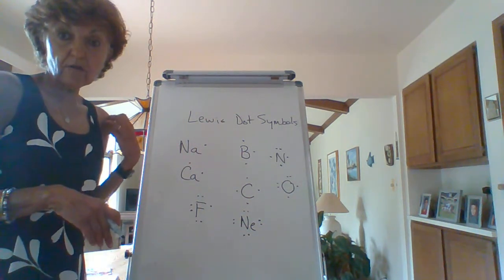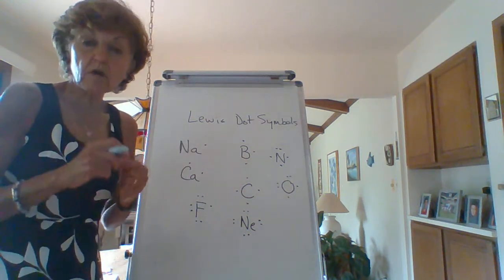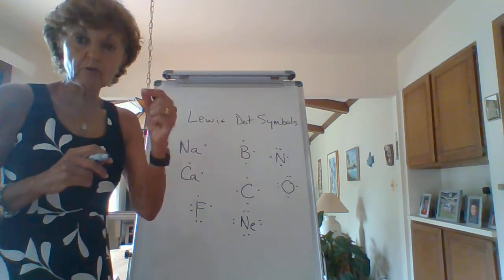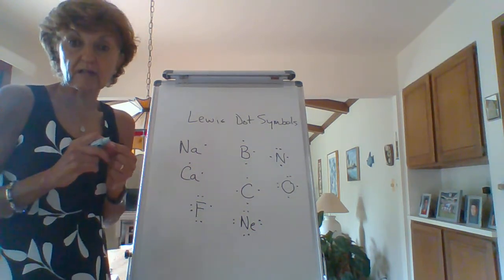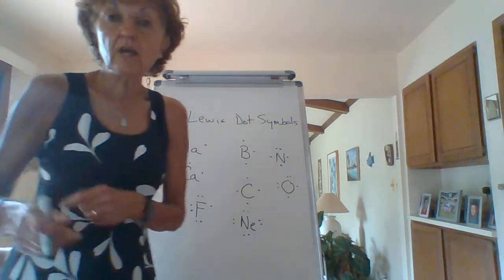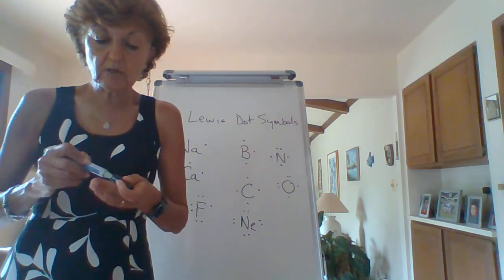Everybody clear on this? So you use this Roman numeral system only when you're dealing with the representative elements. The Roman numeral will tell you how many valence electrons. And it's those valence electrons that are going to be involved in all of the bonding that we're going to be talking about. Okay, so that's a good start.